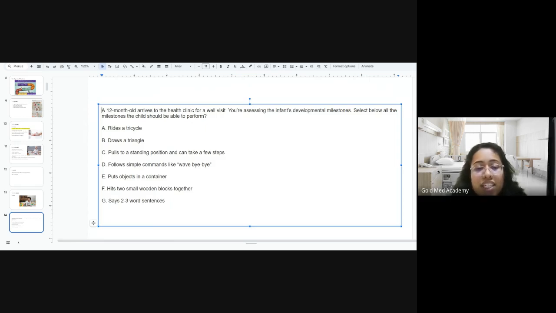E, puts objects in a container. F, hits 2 small wooden blocks together and says 2 to 3 word sentences. Now, here is my recommendation, all right? If you are getting all that, select all that apply.